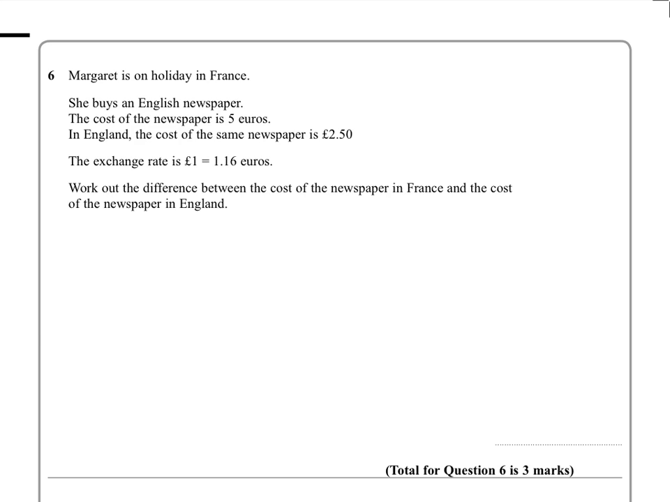These questions can be reasonably scary for people new to the higher paper because they get difficult enough that you can easily make mistakes. So you've got to think now that the cost of the newspaper is €5, and that's how much you'd pay for it in France. In England, however, the cost of the same newspaper is £2.50, and you've got to work out the difference in cost of the newspaper in France and the cost of the newspaper in England.